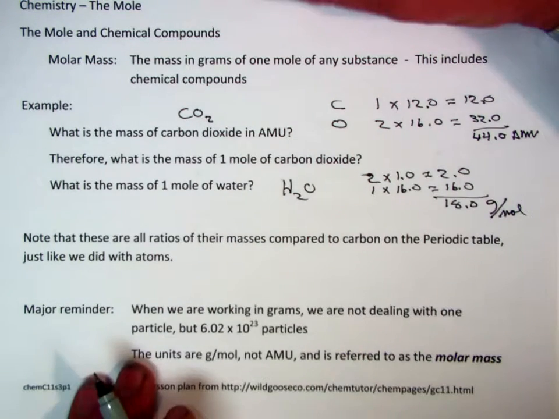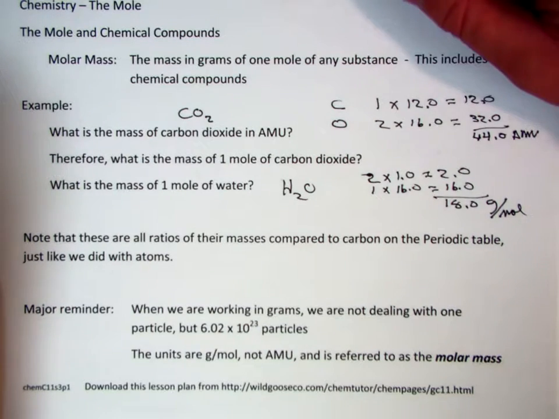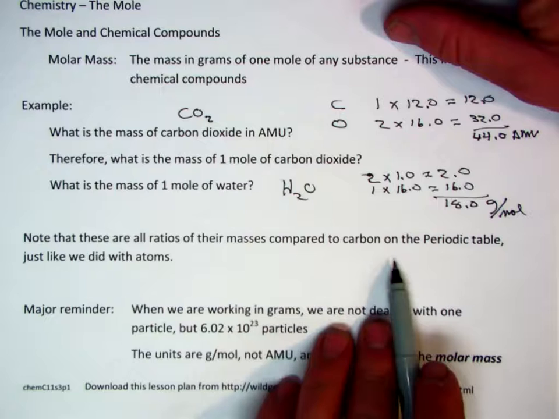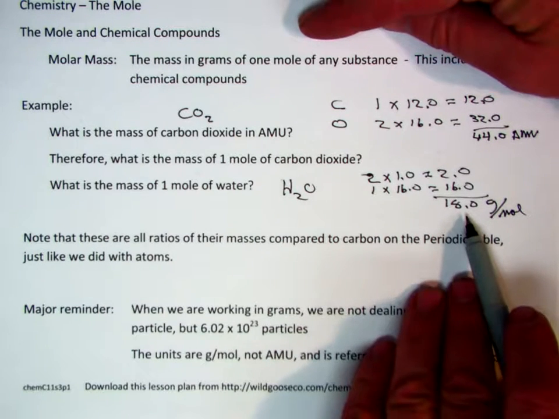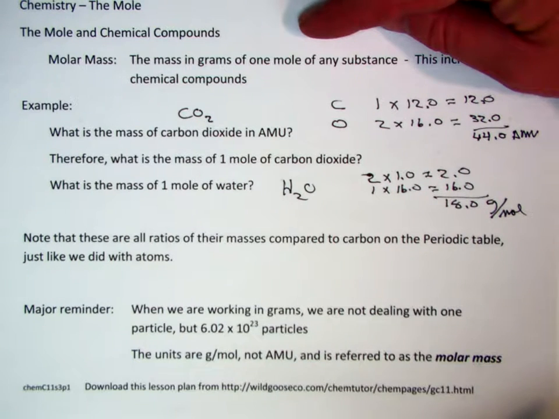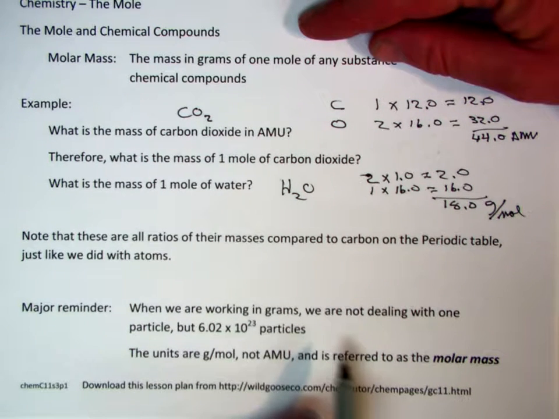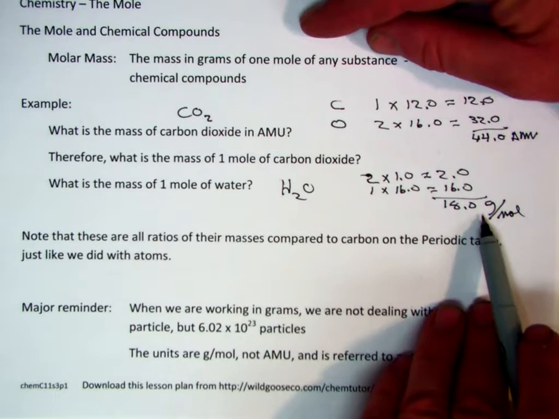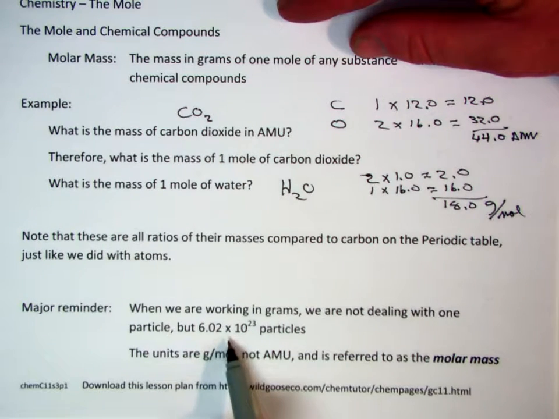The abbreviation of mole, M-O-L, we just drop the E off of it. Now, if I look at it, then that becomes a ratio from the periodic table. I now have 18 grams is equivalent to one mole. One mole is the same as 6.02 times 10 to the 23rd particles. But when we're dealing with 18 grams, we're not dealing with one water molecule. We're dealing with 6.02 times 10 to the 23rd molecules in this case.